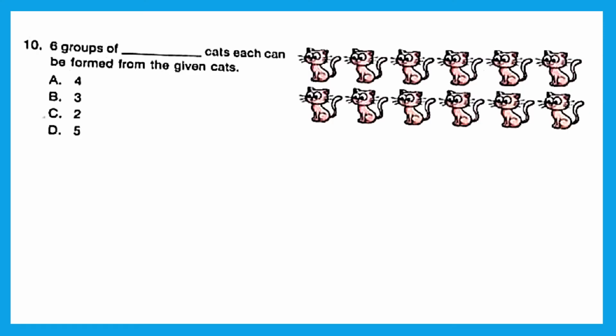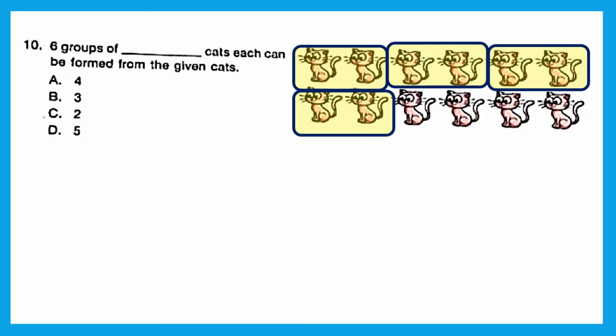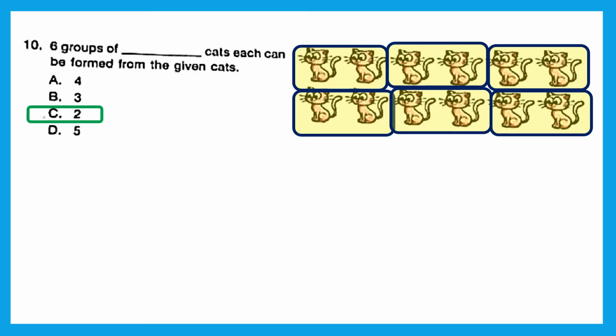Question 10. 6 groups of dash cats each can be formed from the given cats. Let's count the number of cats. They are in total 12. So we have to make 6 groups. So we have to divide 12 by 6. So 12 divided by 6 gives us 2 because 6 into 2 is 12. So we are going to make groups of 2 cats each. 1, 2, 3, 4, 5 and 6. So in total, there are 6 groups of 2 cats. Option C, 2 is the right answer.